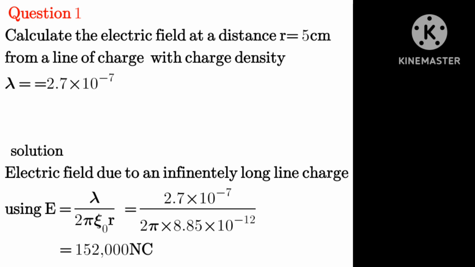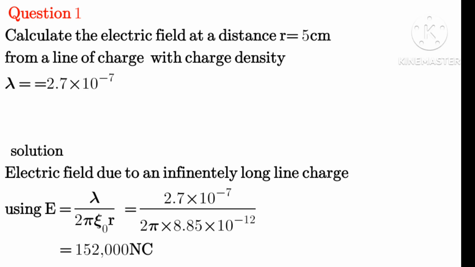Guys, this is episode 2 for Physics 102, and if you check this question very well, you will notice that it is a question on an infinitely long line charge. That is, we have the linear density. Lambda represents linear density. We have linear density, area density, and volume density. These are the three different types of densities we have as far as charge density is concerned.